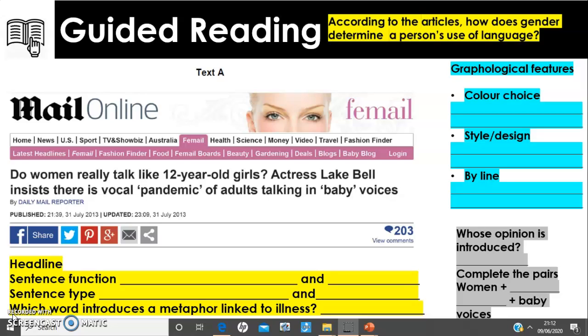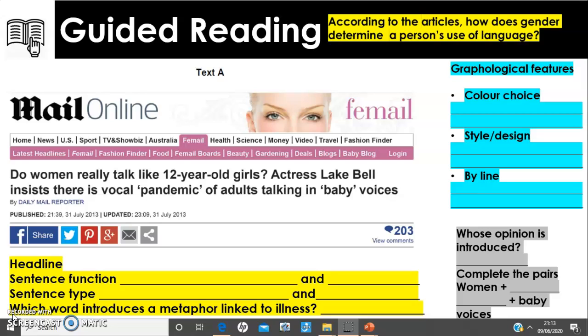Okay, so then in terms of looking at sentence types, we can do this by looking at our verbs. So actress Lake Bell insists, there's our first one, insists, there is vocal pandemic of adults talking in baby voices. And talking also. So we're immediately thinking, is this going to be compound or complex? Because we have more than one verb. So it cannot be minor and it cannot be simple. Now, actress Lake Bell insists is a subordinate clause. There is vocal pandemic of adults talking in baby voices. So these are a combination of subordinate clauses. So we're looking at a complex sentence.